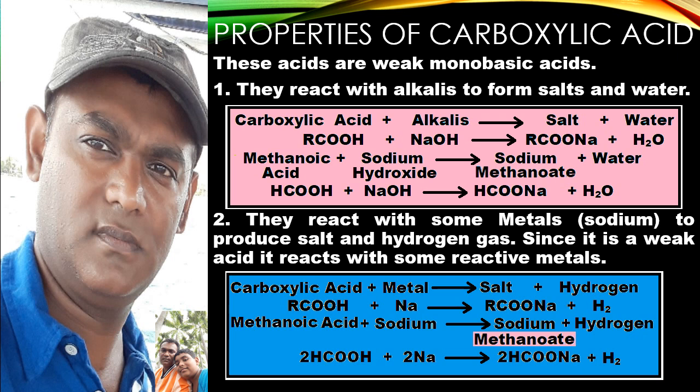Another important property is that the carboxylic acid reacts with some metals like sodium to produce salt and hydrogen gas. Why some? It is because it is a weak acid. That's why it reacts with only some reactive metals. Carboxylic acid reacts with metal to produce salt and hydrogen gas. For example, methanoic acid reacts with sodium to form sodium methanoate and hydrogen gas.